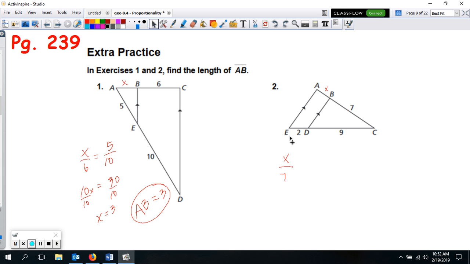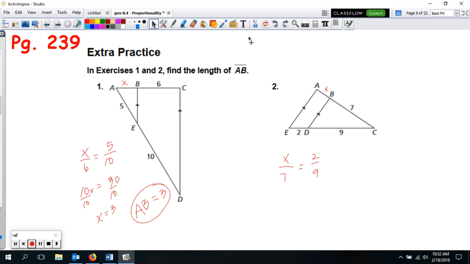And then the other one will be from the 2 and the 9 down here. We've got to put 2 on the top though, because it's going to come from the same piece like the x came from. So it'll be equal to 2/9. That way we're consistent. The fractions are from the same sides, and the numerators are from this piece, the denominators are from this piece.